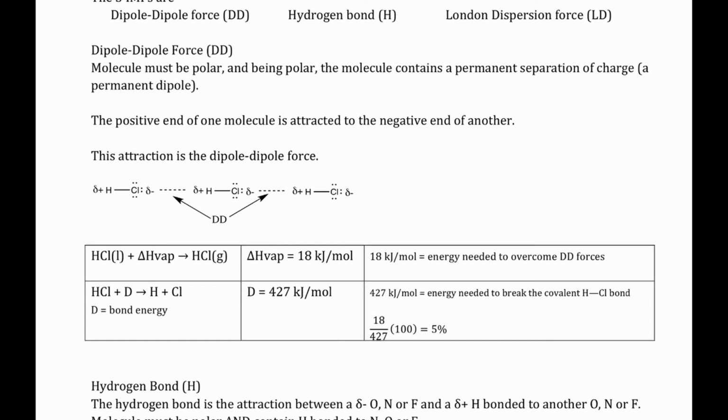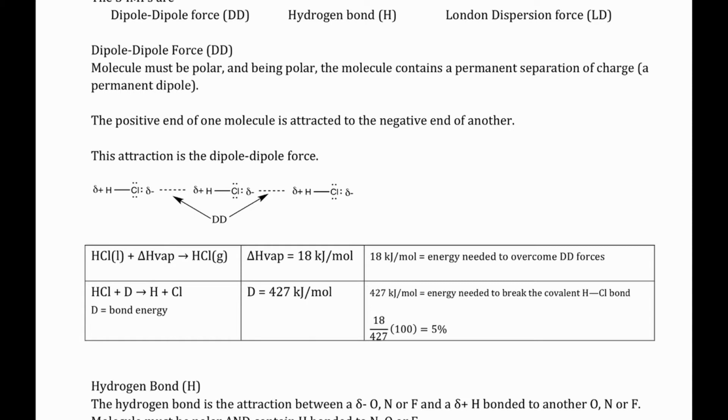In this table, what we have is HCl liquid vaporizing to HCl gas. Delta H of vaporization is the energy that must be supplied to cause that liquid to gas transition. And it's 18 kilojoules per mole for HCl. It is the energy needed to overcome the dipole-dipole forces within the HCl liquid. So 18 kilojoules per mole.